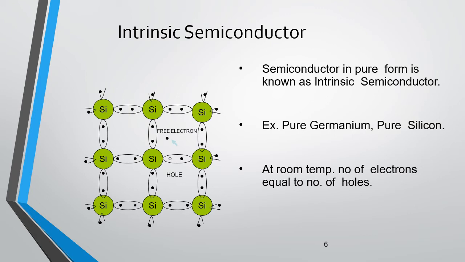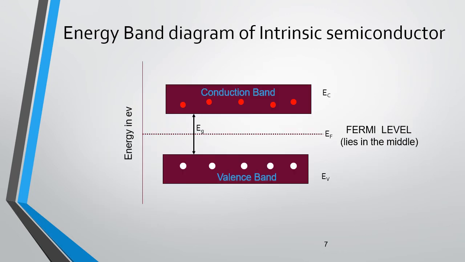With this, let's see what is an intrinsic semiconductor. Intrinsic semiconductor is a pure form of semiconductor where no impurities are added to it. So at room temperature, the number of electrons will be equal to the number of holes, and because of that, if we see the energy band diagram, the EV is the energy of the valence band, EC is the energy of the conduction band, EG is the energy band gap, and EF is the Fermi level energy.